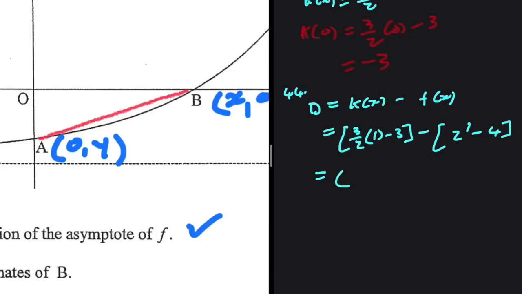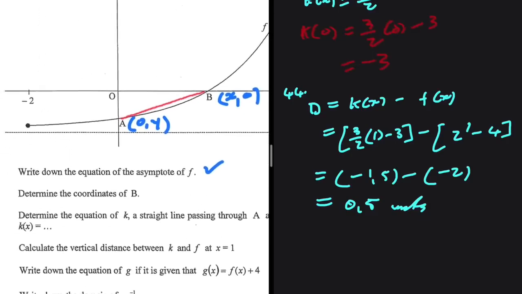So we have 1.5 minus 3, that should be minus 1.5. Minus 2 to the power 1. 2 to the power 1 is 2. 2 minus 4 is minus 2. So we have minus 1.5 plus 2, which will be plus 0.5 units. So that is the distance between k of x and f of x.